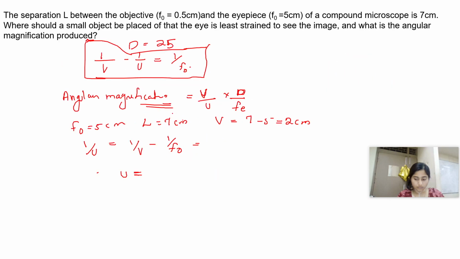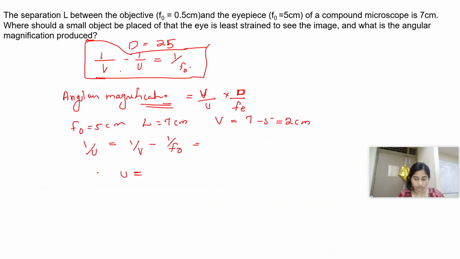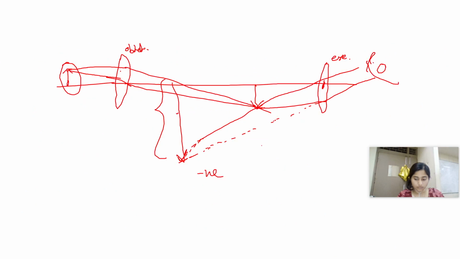For getting the object value, here we have the focal length and the total length, that is the length between the objective and eyepiece. So this length is given, and the focal length of the objective is 5. Here is the objective, so the objective focal length will be coming somewhere here, right? And the remaining length will be the eyepiece length.